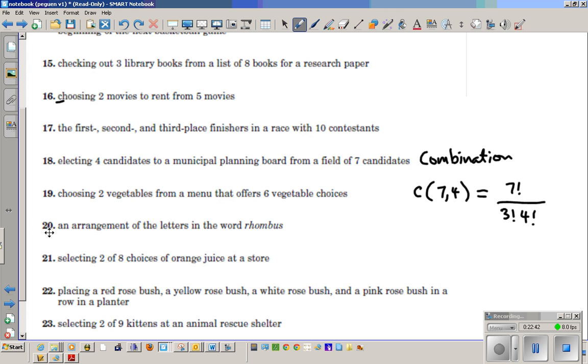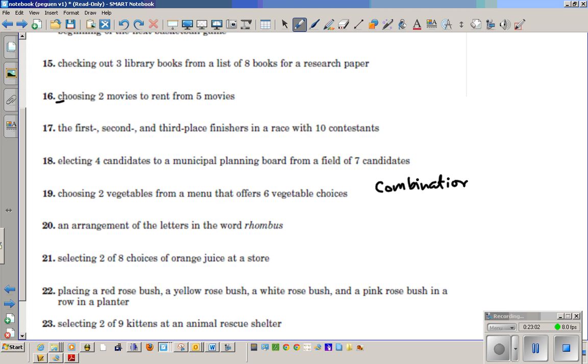Alright, let's take a look at number 20. Number 20, the arrangement. Oh, wait, skip one. Number 19. Number 19, you're choosing 2 vegetables out of a menu that has 6 choices. What does choose or select indicate? Choose indicates combination. So this is combination. And then to do this one, you're just going to choose 2 out of 6. That's going to be 6 factorial divided by 6 minus 2, 4 factorial, 2 factorial. And then work that out.